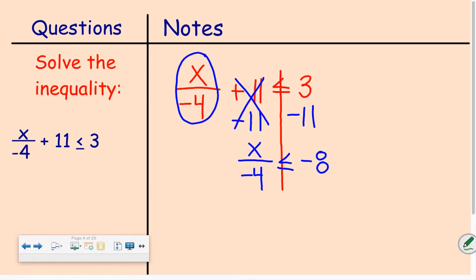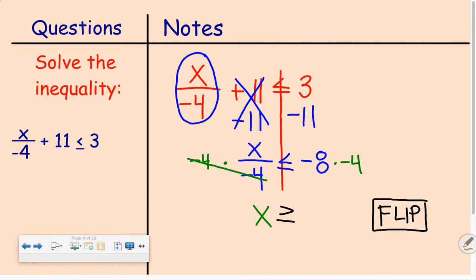And then in order, if you think about x divided by negative 4, the opposite of dividing is multiplying. So multiply both sides by negative 4. Those cancel. Since I multiplied both sides by a negative, I need to flip. And then negative 8 times negative 4 is positive 32. My x is on the left, so my answer is done.